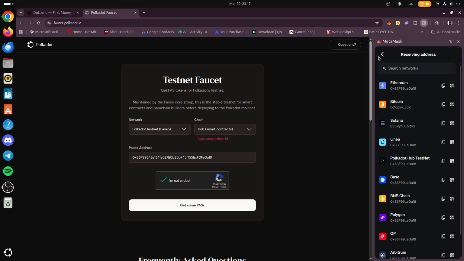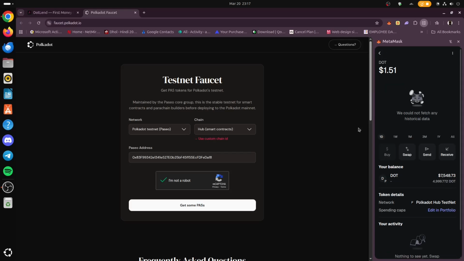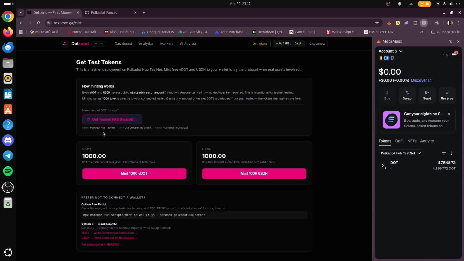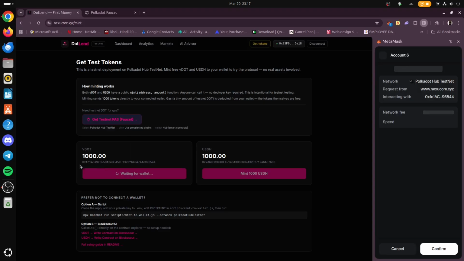Then you will mint 1000 vDOT. Let's again mint 1000 more vDOTs. Currently you can see we have 1000 vDOT. The transaction has arrived. Let's confirm it. The balance will increase. Okay, you can see the balance is increased. Currently we have 1000 USDH.